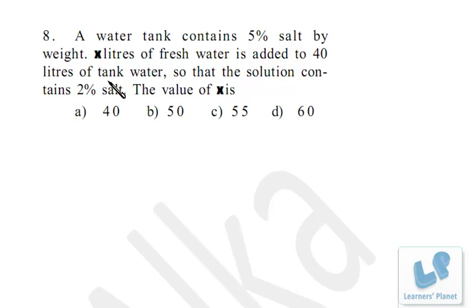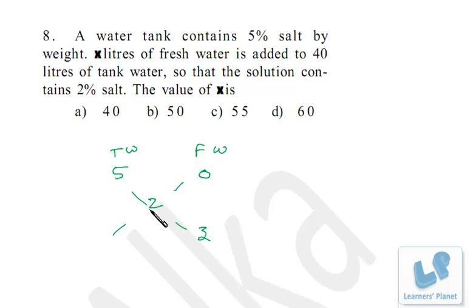Now in the tank water, what is the concentration of salt? That is 5%. This is tank water. Now we are adding fresh water. In the fresh water, the concentration of salt is 0%, right? And since we are adding fresh water, there is no salt in that water, that we are assuming. And if we are mixing these two, in the final solution, the salt is 2%, right? So by the method of alligation, this can be solved very easily.